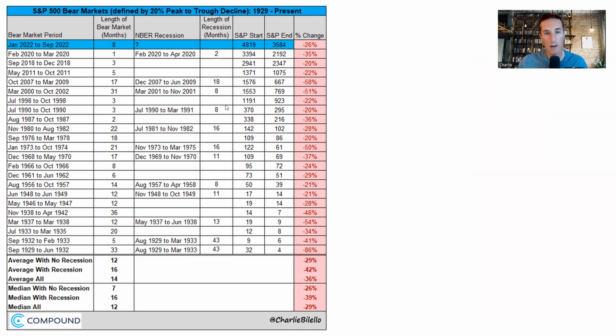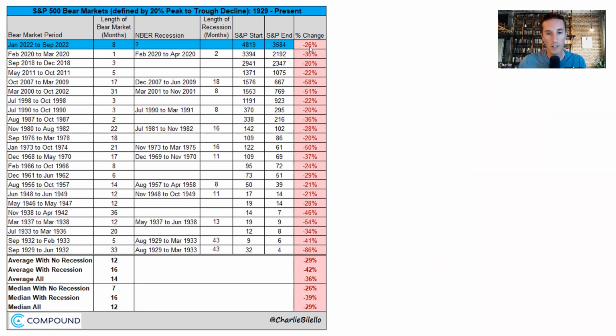So in terms of bear markets, as we've talked about, every bear market's different. You see a lot of variability from one bear market to another. We have bear markets that are just 20%, 3 months. We had the shortest bear market in history in 2020 at 1 month. And then you have these really long bear markets, 31 months and 17 months, from 2000 to 2002 and 2007 to 2009, that both declined over 50%.